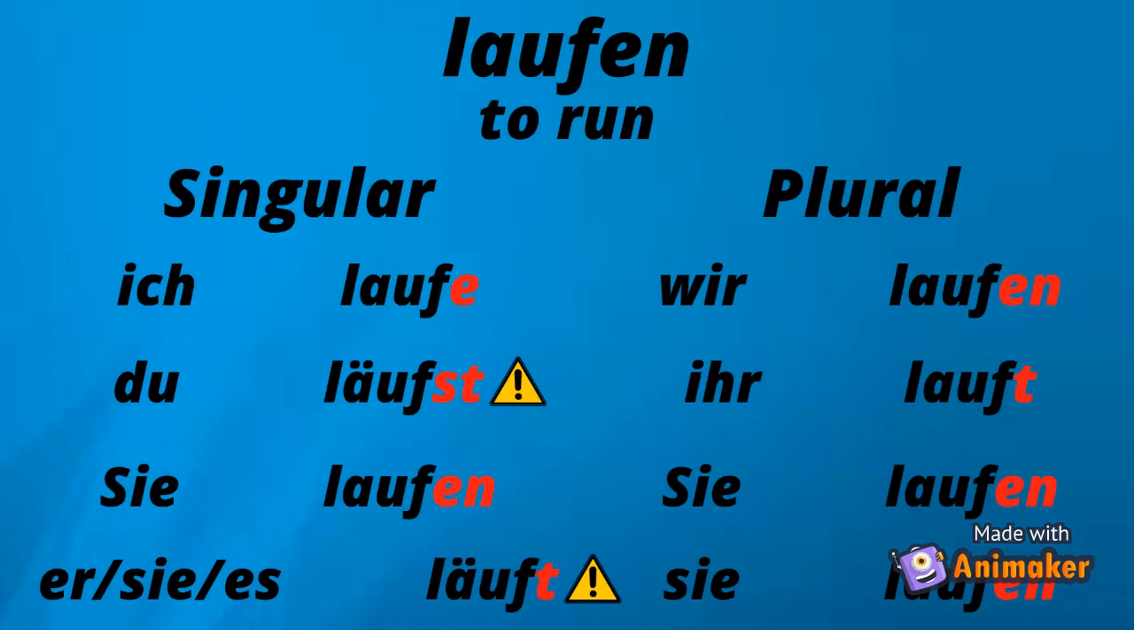The next verb is laufen. That means to run. And the conjugations are ich laufe, du läufst, er/sie/es läuft, wir laufen, ihr lauft, Sie laufen, sie laufen. Here, in the conjugations of du and er/sie/es, the AU in the verb stem becomes A with umlaut and U.